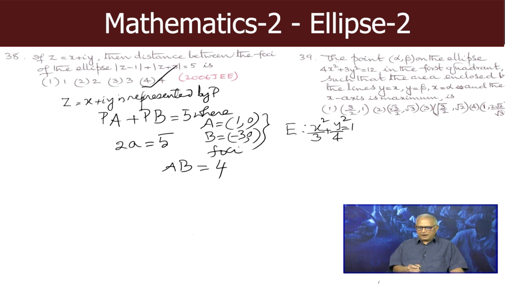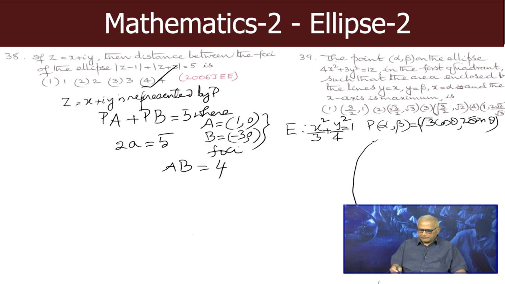So, a point P (alpha, beta), I think you can write it as root 3 cos theta, 2 sin theta in parametric form. Area, let us draw the figure. Here the major axis is along the y-axis and therefore, the ellipse looks like this.